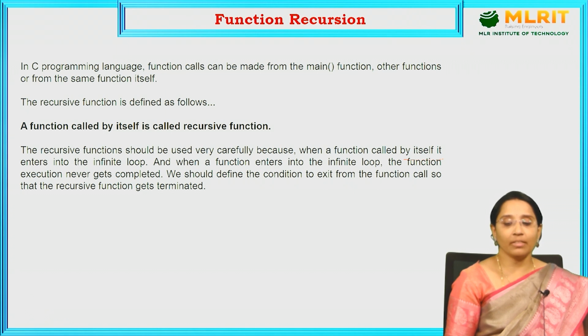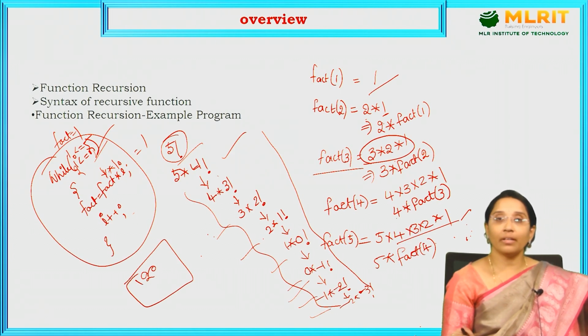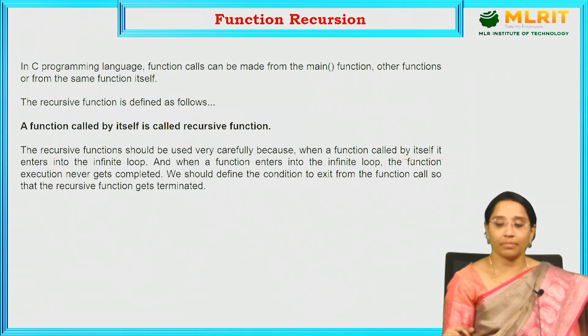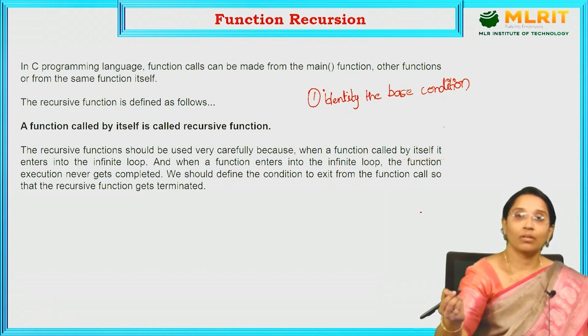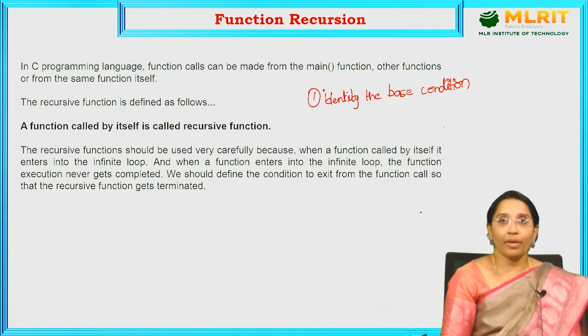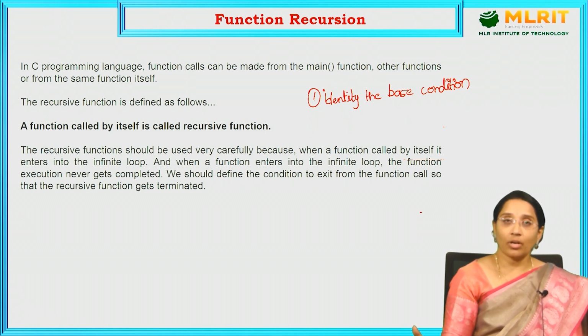We should define the condition to exit from the function call. So whenever you are writing any recursive call or using recursion, the first thing you need to do is identify the base condition. First step is identify the base condition. Where your recursion should stop, that is your base condition.